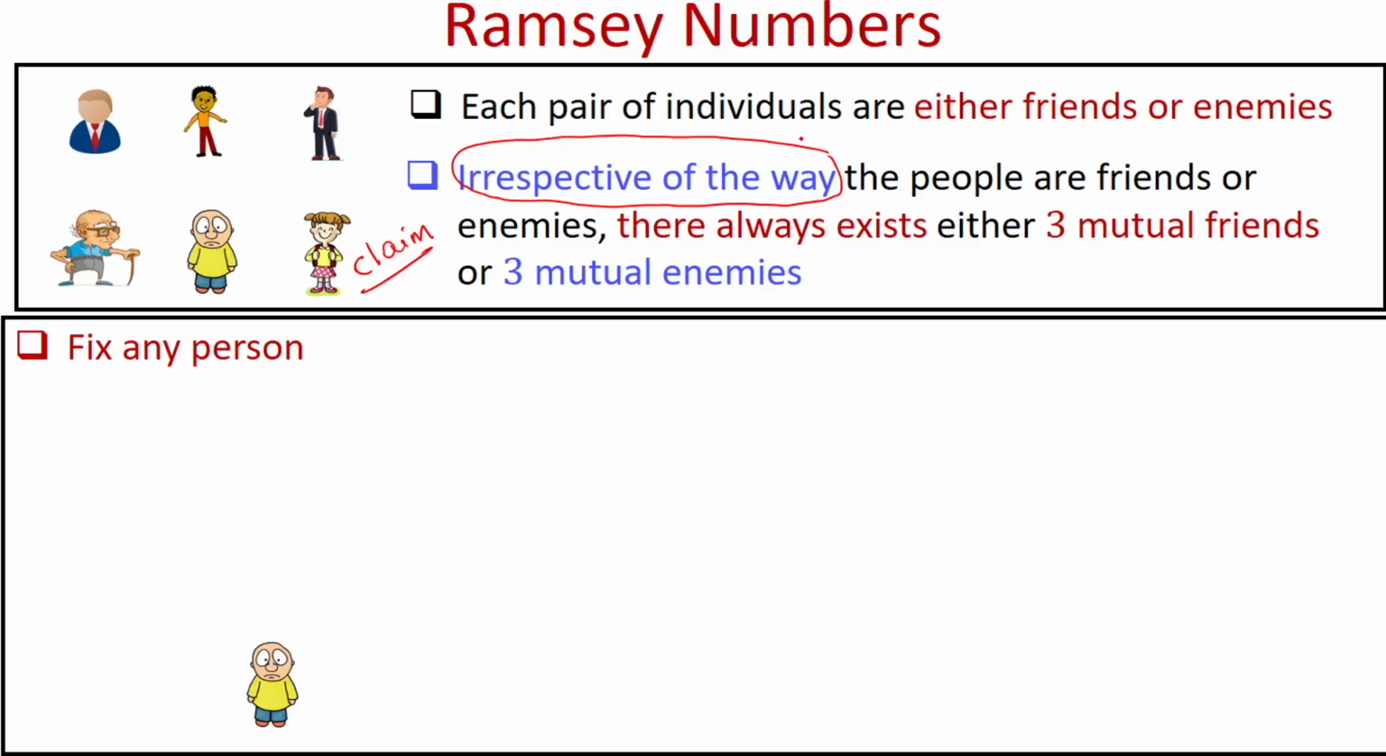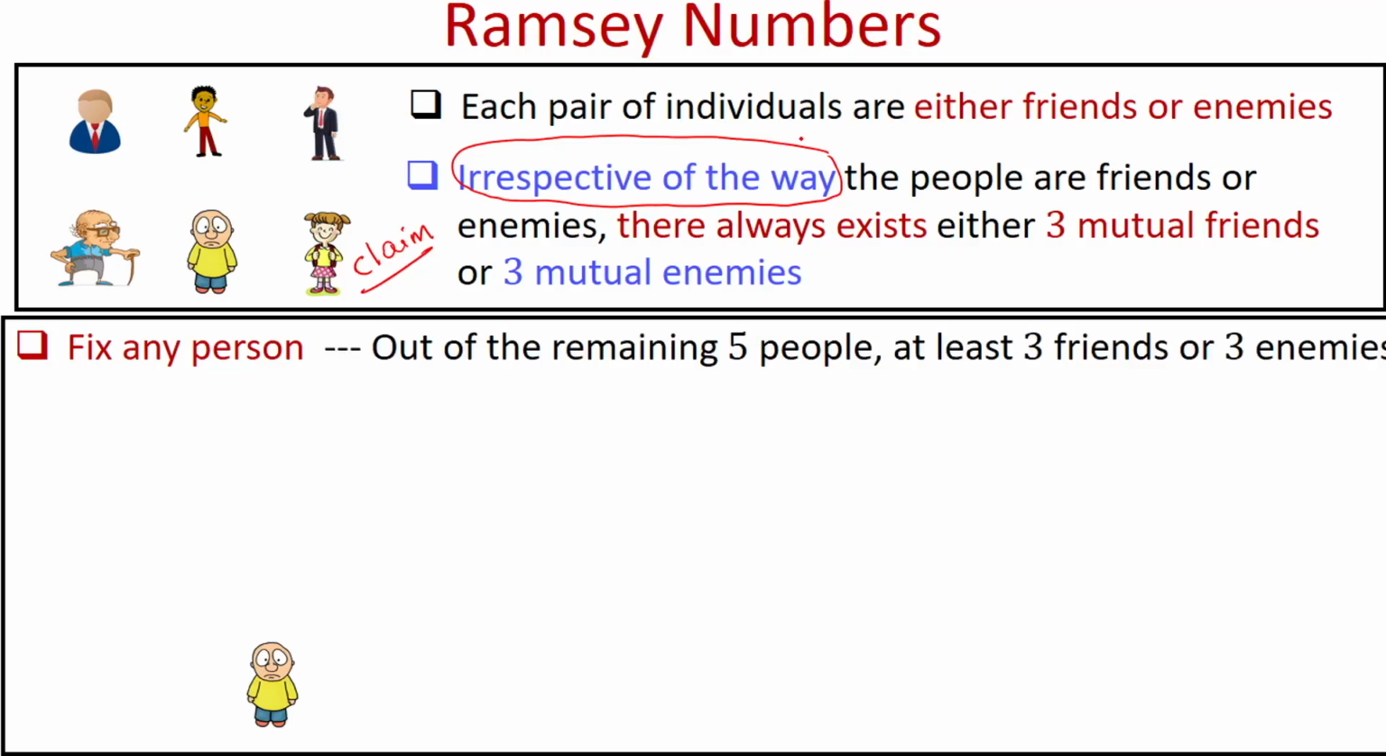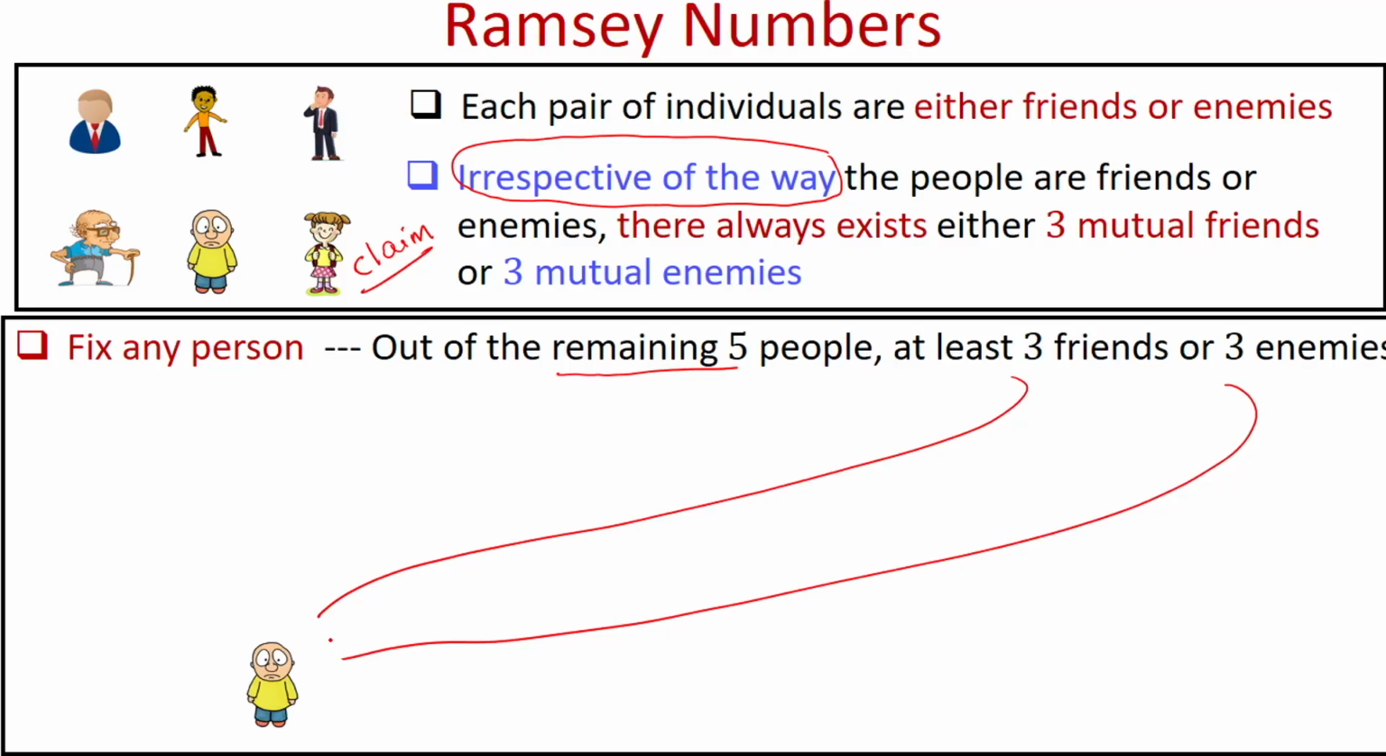So how are we going to prove this? We will consider an arbitrary party consisting of 6 people, and out of those 6 people, let's randomly choose one person. So we are now left with 5 people, right? What can I say about those remaining 5 people? By the pigeonhole principle, out of those remaining 5 people, at least 3 people will be mutual friends with this person that I have chosen, or there will be 3 people who are mutual enemies with this chosen person, right? I don't know exactly which is the case because that depends upon the exact way in which the people are mutually friends or enemies in the party, but irrespective of the case, one of these two will always hold because I have 5 people, right?